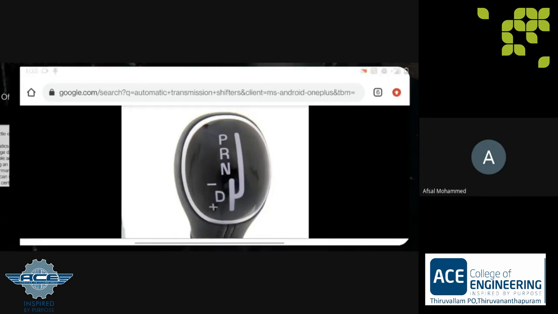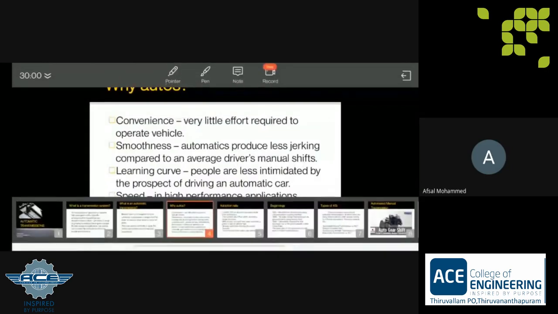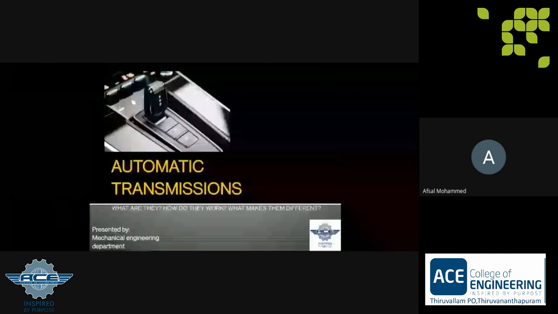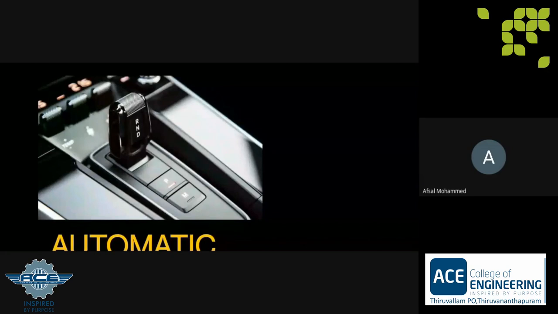Okay, so that was the basic layout of an automatic transmission. However, there are also other types of shifters. For example, the one we showed in the first slide. This one is a shifter that is used in the Porsche 911, and this is a slightly different design. You can see R, N, and D on the shifter itself, and then P and M are marked on buttons that are close to the shifter.